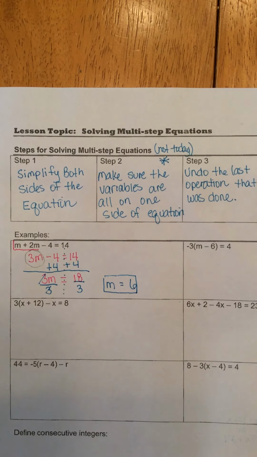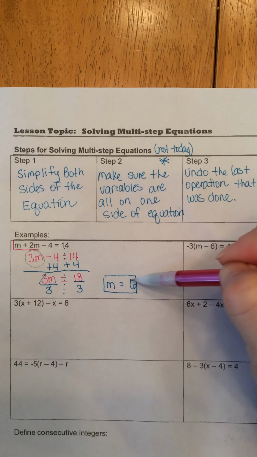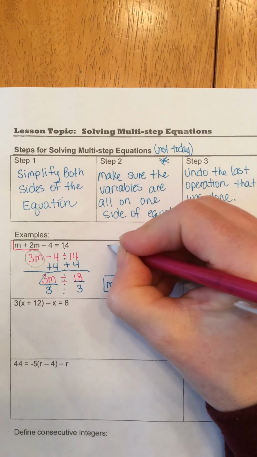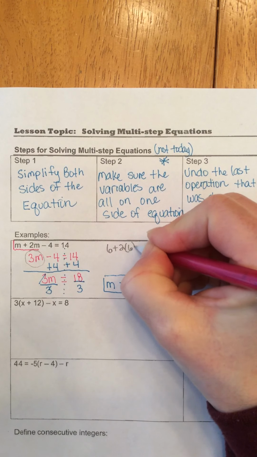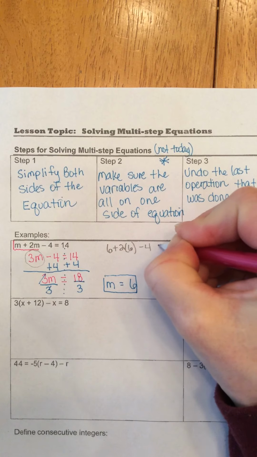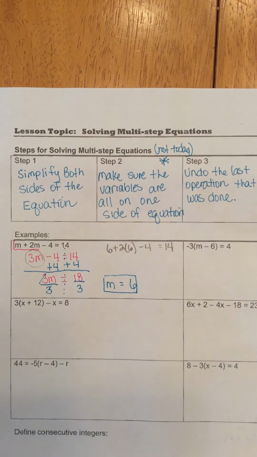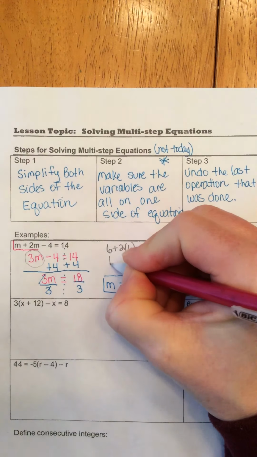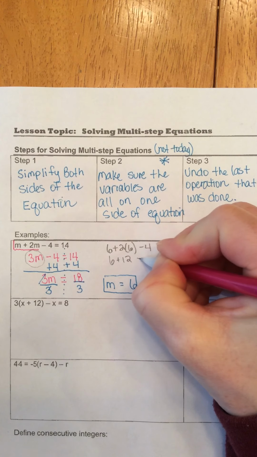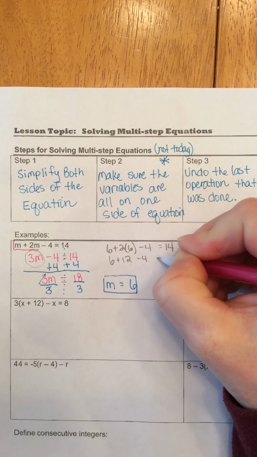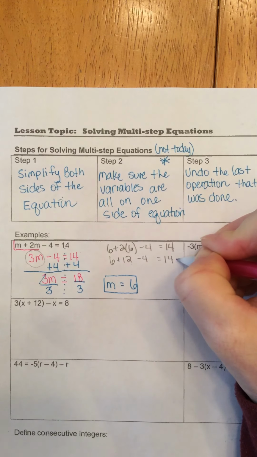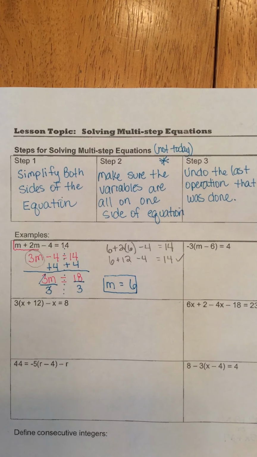And if you would like to go back and check, we put our m back into our original expression. Does 6 plus 2 times 6 minus 4 equal 14? So this is my check. 6 plus 12 minus 4. So 6 plus 12 is 18. 18 minus 4 is 14. So that does check out.